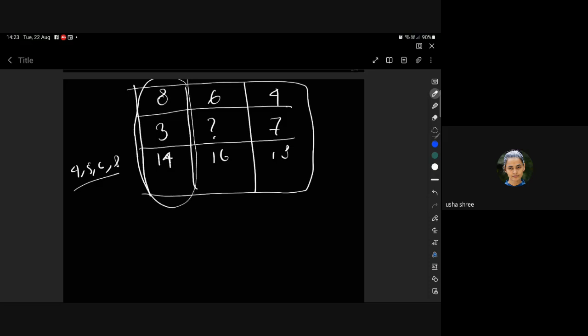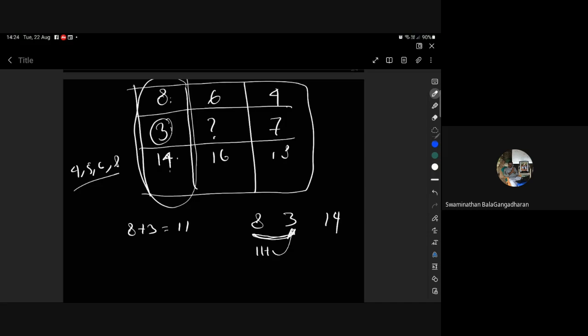In the first column, 8 plus 3 is 11, 11 plus 3 is 14. Got it? 8 plus 3 means 11, and if you add 3 to that 11, it will be 14, right? Clear? Yes, Bhaiya. How to create 14 with 8 and 3? See, if you add these two, 8 plus 3, it will be 11. If you add 11 with this 3, it will be 14.